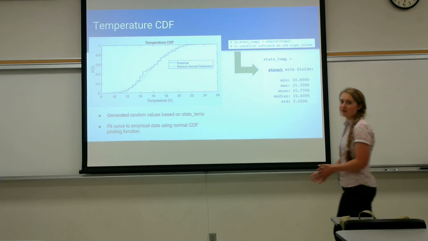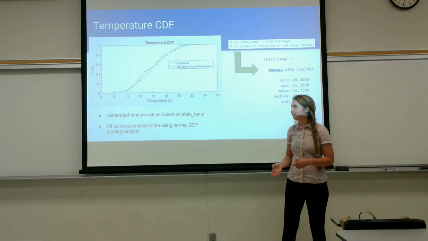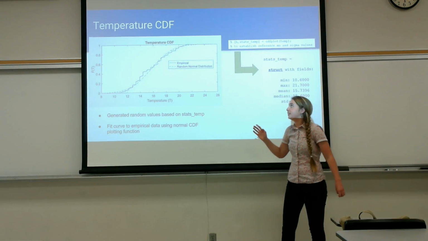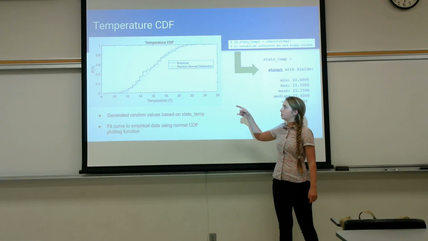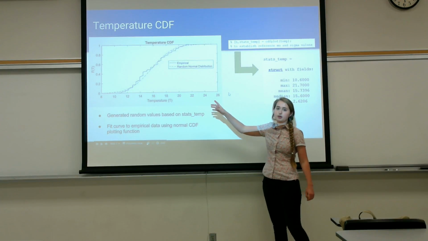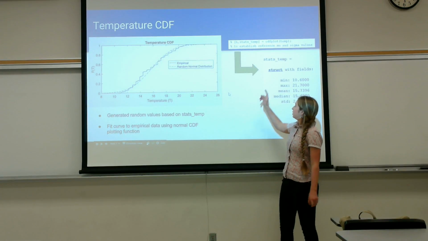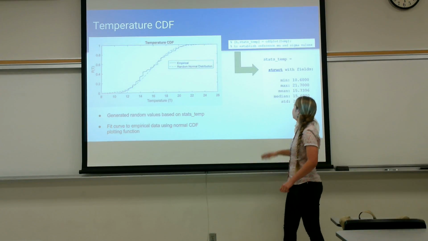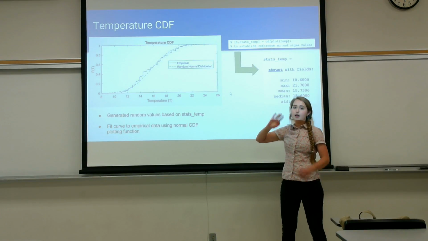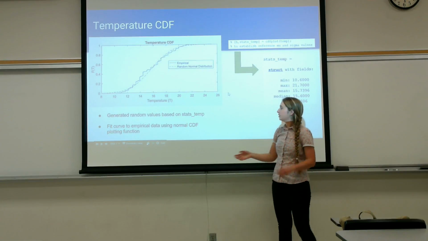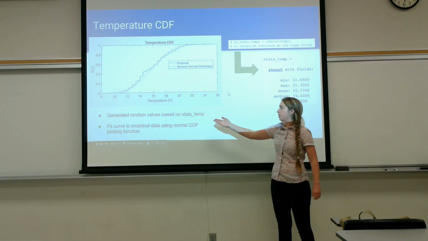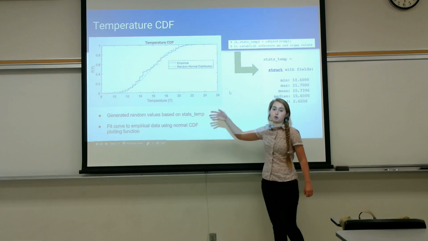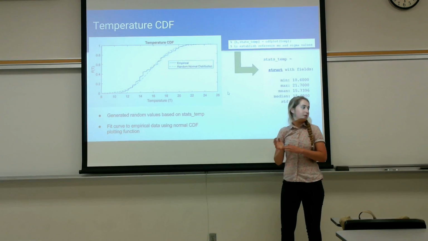All right, and after comparing our TC data in a CDF, we compiled CDFs for the temperature and salinity data. So this was our temperature CDF. You can see the blue is the empirical information, and from our MATLAB code, we used this CDF plot function to gather our mean and median, and also our standard deviation. And from there, we generated random values based on our stats10 function, and we created a random normal distribution from that, which fit the data pretty well.